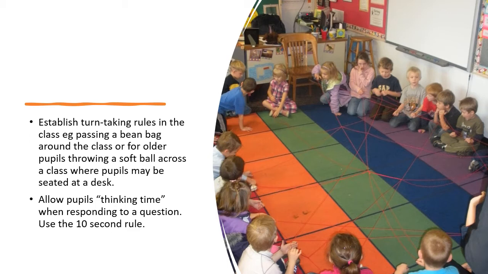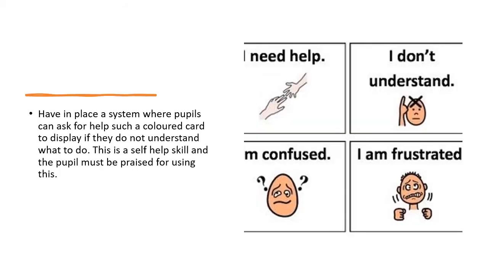Always allow pupils thinking time when responding to a question. Use the 10-second rule. Have in place a system where pupils can ask for help, such as a coloured card to display if they do not understand what to do. This is a self-help skill, and the pupil must be praised for using this.